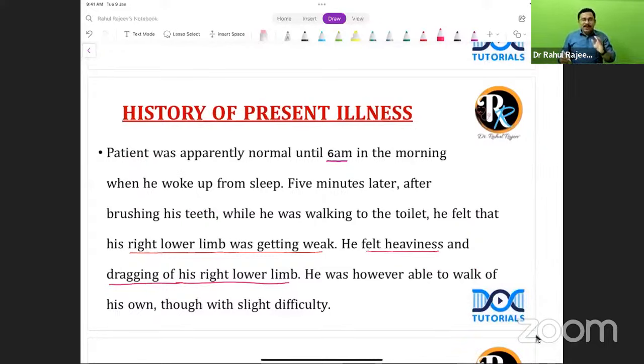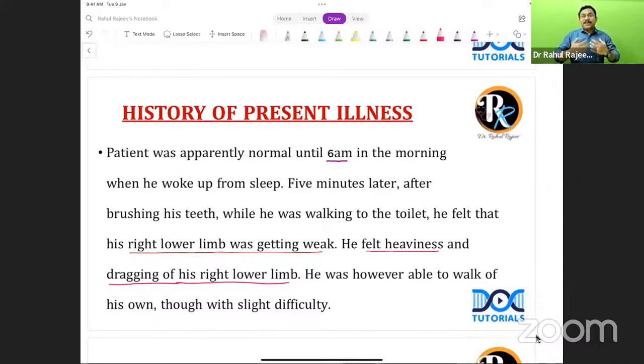Okay, he was, however, able to walk of his own, though with slight disability. Now you tell me, dear students, up to this much when you read, what comes to your mind? What is your analysis? You might ask me, why is sir analyzing it part by part? Well, that is how it goes in the practical exam. It's not like you tell the entire history of present illness and then the examiner asks you. He will interrupt you in between and ask you, okay, what did you understand from this?